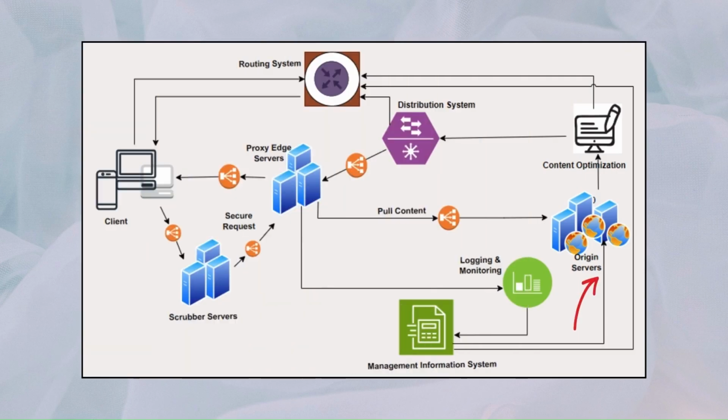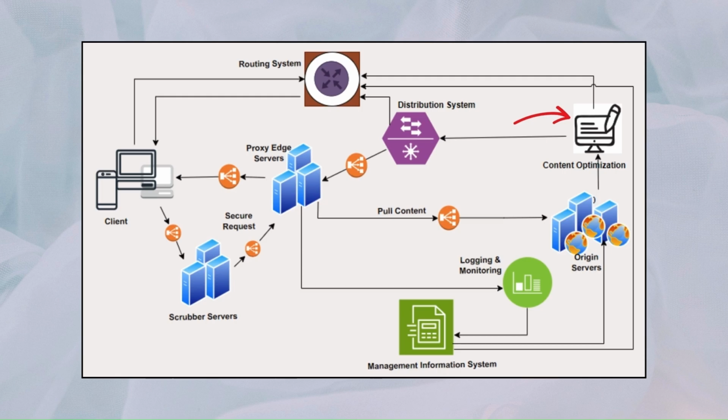Origin servers store the original copy of content and provide it to the CDN for caching and distribution. Load balancers are the components that distribute incoming traffic across multiple servers at various levels to optimize performance and ensure high availability. Content optimization tools improve performance and save bandwidth by preparing and refining content before it is cached and delivered. This includes actions like compressing images, combining files, and minimizing HTML, CSS, JavaScript.